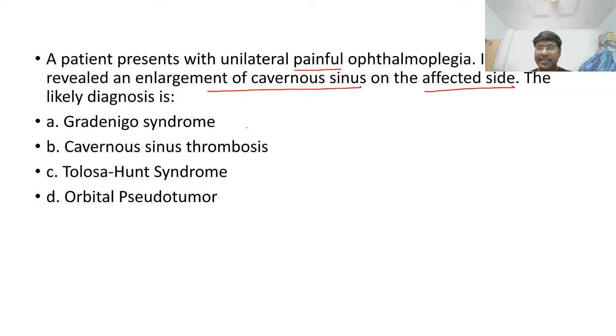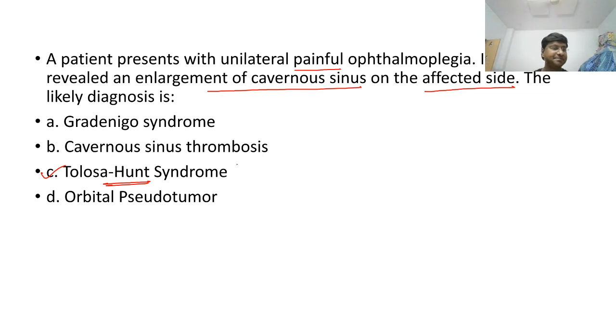Right. So let me answer this question for you. Some of you have answered it as Gradenigo's, some of you have answered it as cavernous sinus thrombosis. Okay, but let me tell you what exactly is the answer. The answer is Tolosa-Hunt syndrome. Why is it Tolosa-Hunt syndrome?